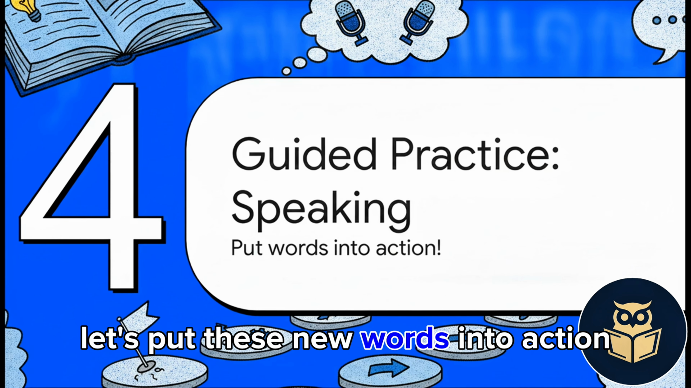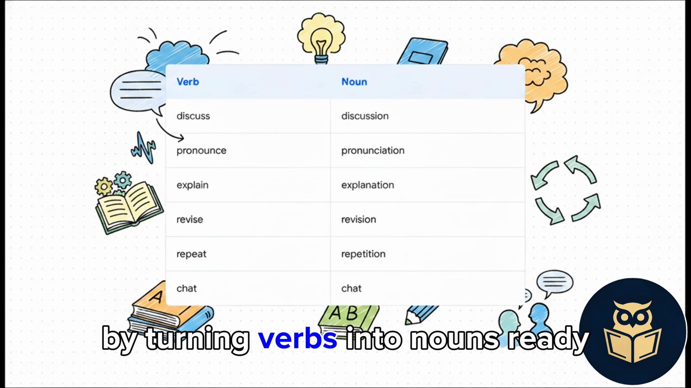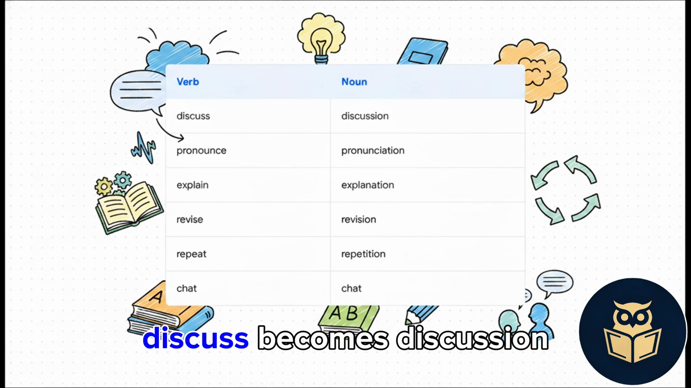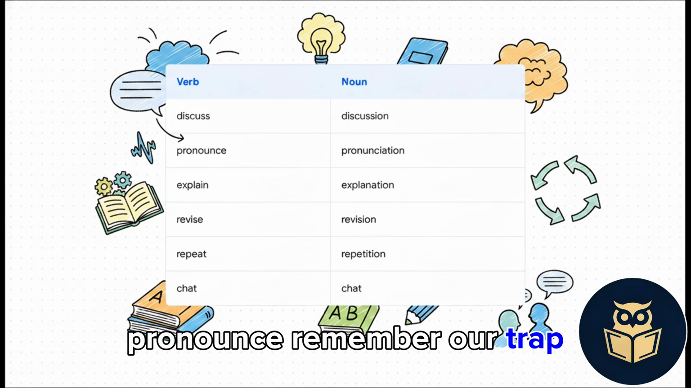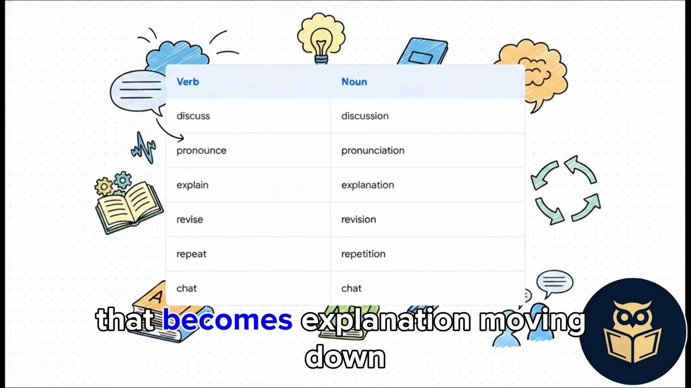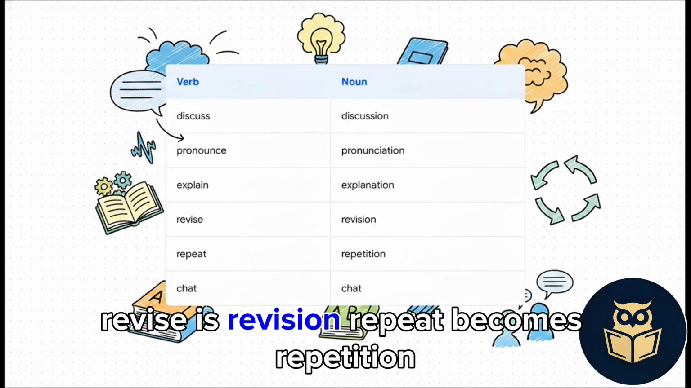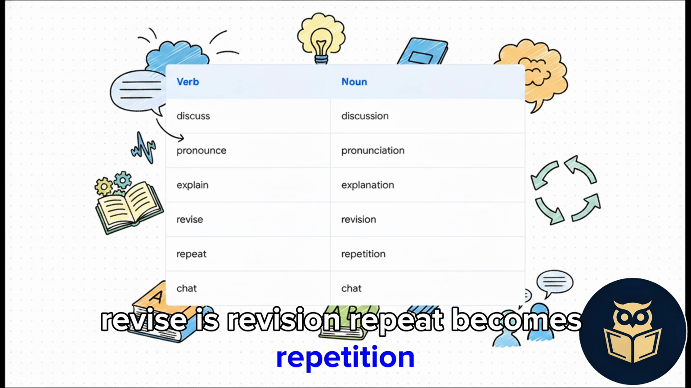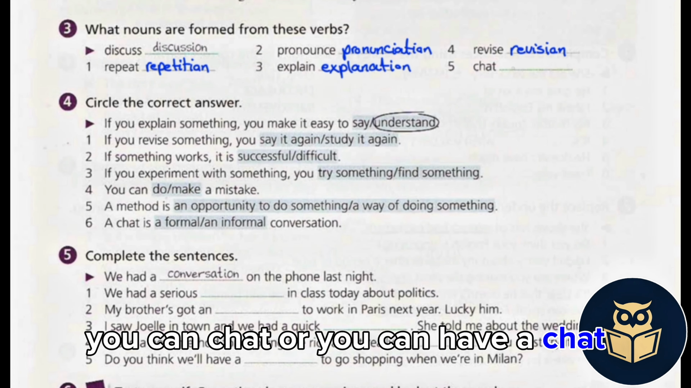Section 5, Guided Practice for Speaking. Let's put these new words into action. Let's tackle this table together by turning verbs into nouns. Ready? Discuss becomes discussion. Pronounce, remember our trap, turns into pronunciation. How about explain? That becomes explanation. Moving down, revise is revision. Repeat becomes repetition. And tricky little chat actually stays exactly the same as a noun. You can chat or you can have a chat.